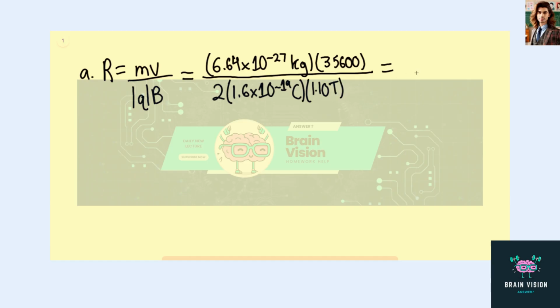And so we find that the radius is going to be 6.73 times 10 to the negative 4th, and this will be meters. This will be the radius of the path. So this will be your answer for part A.